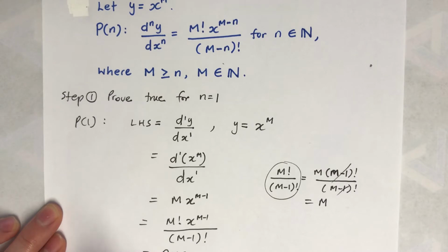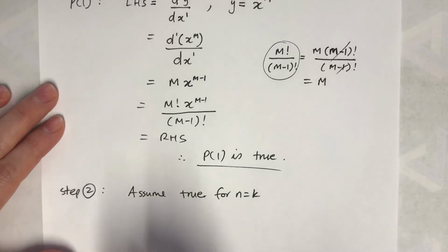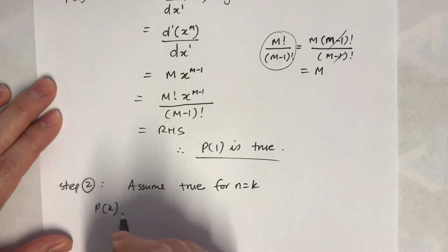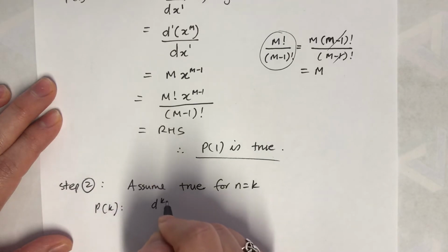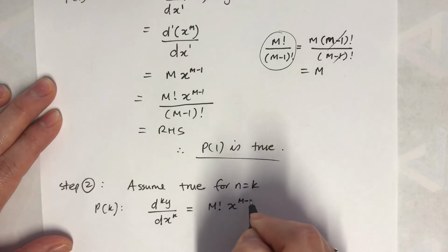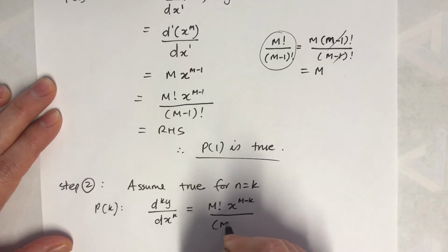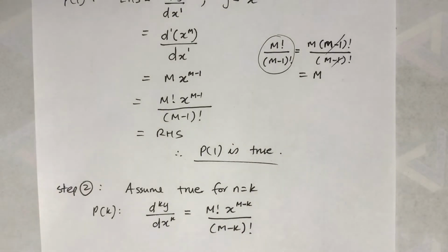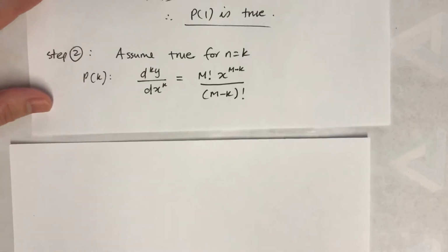And step 2, assume true for n equals k. Ooh, that'll help if you can see them. Okay, so n equals k, so instead of n, I'm going to put all the k's in there. Okay, so that's what I've got. That's not too bad.